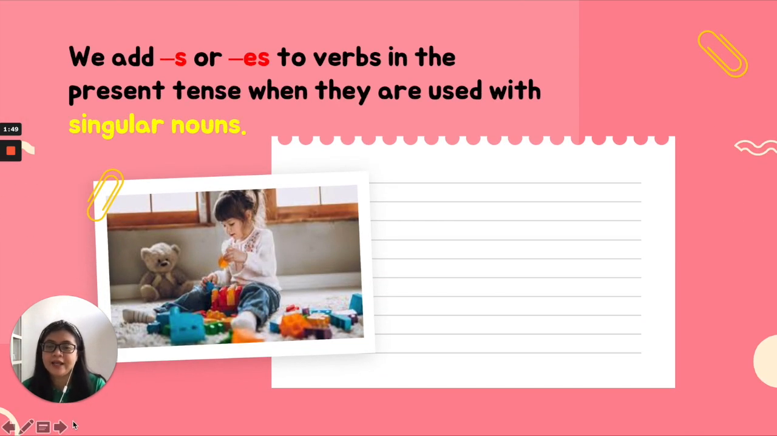Now we add s or es to verbs in the present tense when they are used with singular nouns. Okay, please remember, we add s or es to the verbs in the present tense when they are used with singular nouns. So if you look at the picture, we can say that the child or the girl plays with her toys.